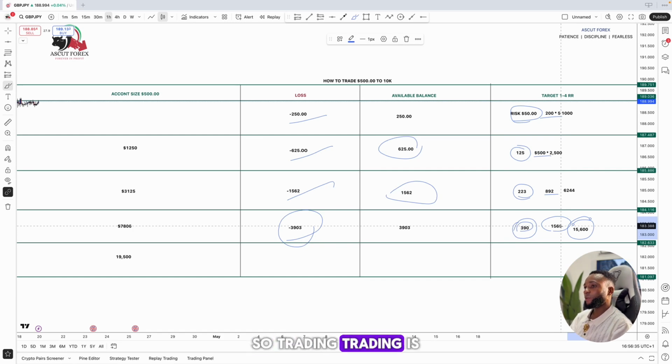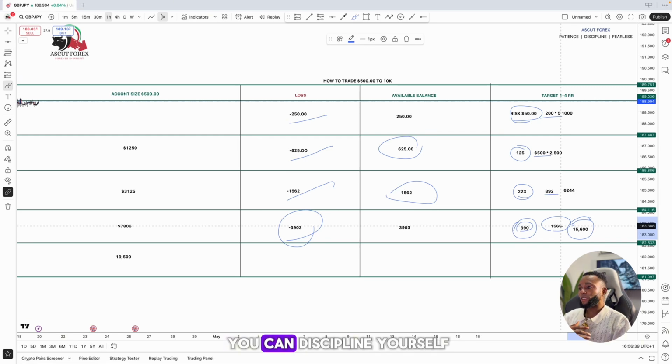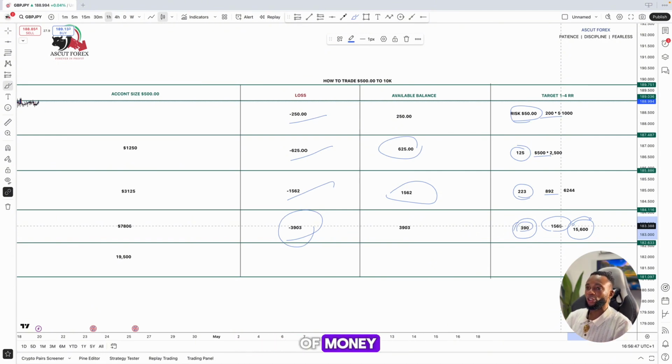So trading is all about discipline, patience, and fearlessness. If you can discipline yourself, scale through the journey, you can trade any amount. It doesn't have to be that you need to go and work $10,000 or any amount of money. Just scale through, be patient with what you are doing, know what you are doing.